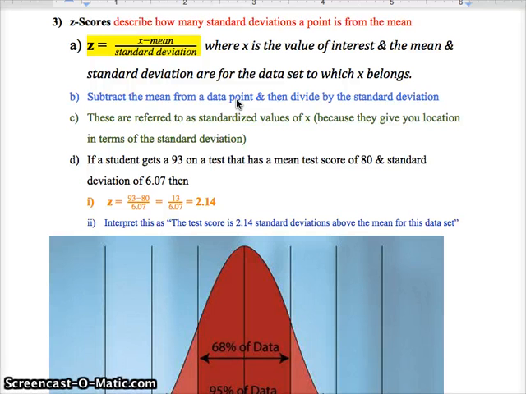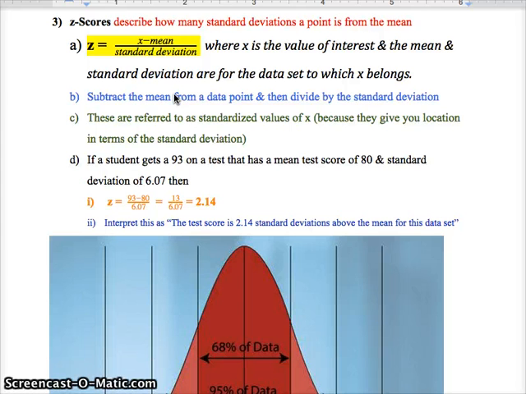So the negative or positive sign tells us negative is below the mean, positive above, since we're subtracting the mean from it first. And then the number itself tells us how many standard deviations something is above or below. So it's telling us the location in terms of the standard deviation of the data set.